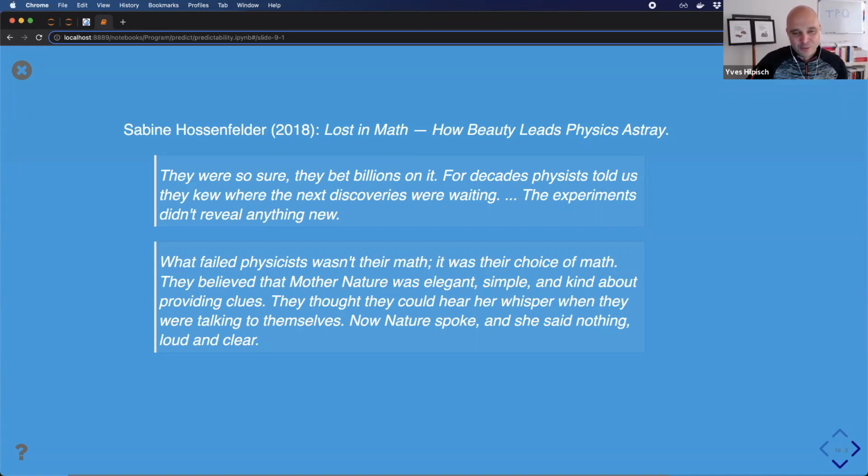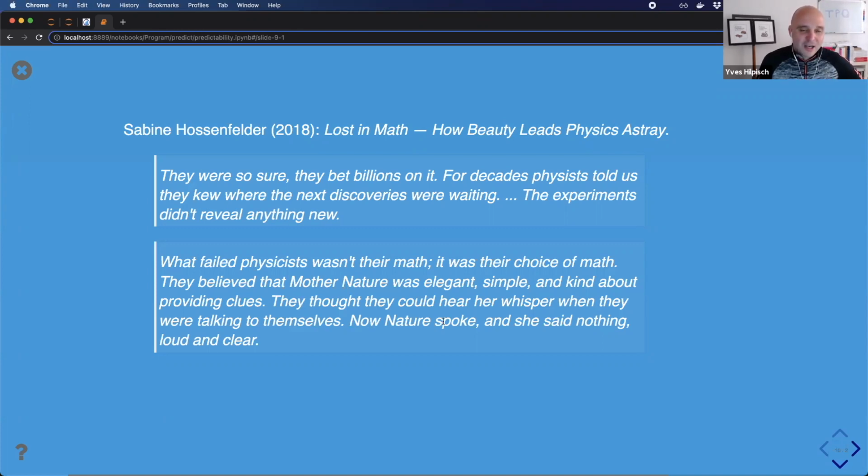So we are here in physics, and when they talk about billions, right, this is when they build large hadron colliders and the likes, right? It was their choice of math. Right, so that's the conclusion, or the conclusion during the introduction. They believed that Mother Nature was elegant, simple, and kind about providing clues. They thought they could hear her whisper when they were talking to themselves. Now nature spoke, and she said nothing, loud and clear.